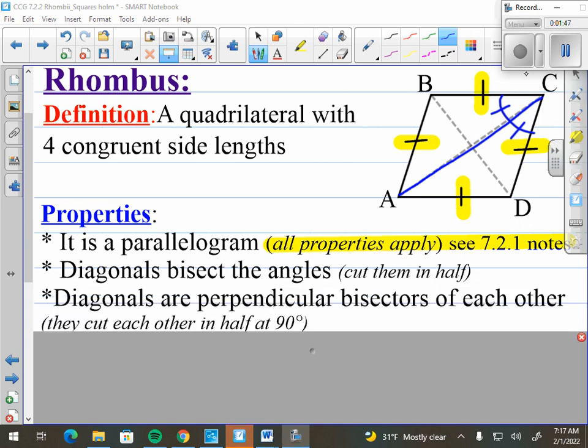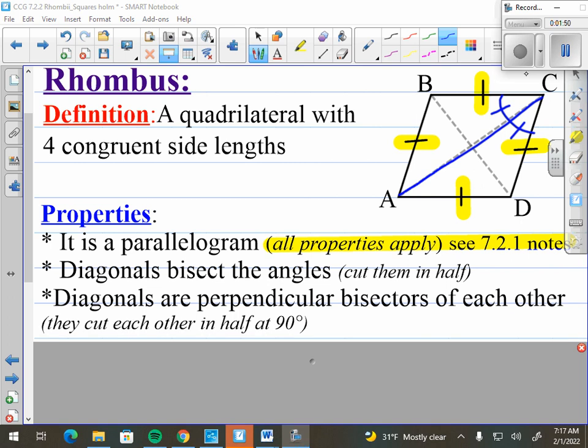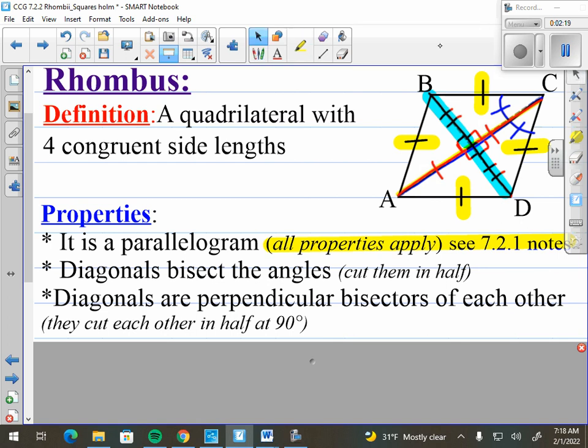The last property is that the diagonals are perpendicular bisectors of each other. So what that means is the diagonals, the lines that go across from corner to corner, bisect each other, so they make 2 equal parts, and intersect at a 90-degree angle. Okay, so let's be super clear here. Bisect means that this part and that part equal each other, this part and this part equal each other. So again, pause the video if you need some time to copy down the properties and definition of a rhombus.